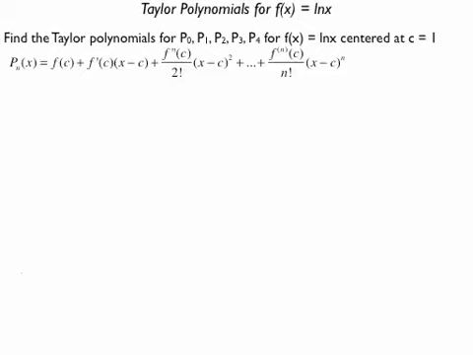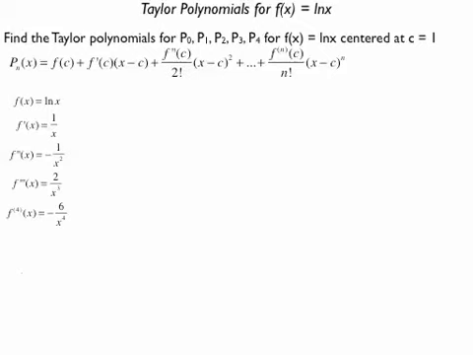Okay, so we're starting with f of x equals the natural log of x, and we need to start taking derivatives here. We need to take out to 4 derivatives, and I know that because we're going to be going to x to the 4th power. So these are my 4 derivatives.